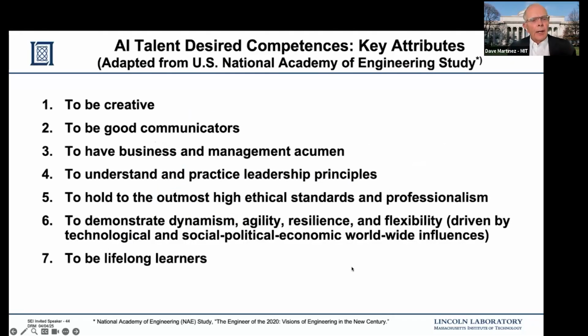So I love these seven takeaways from the National Academy of Engineering. It's a very prestigious organization. They're looking at the engineer of the 2020 century, to be creative, to be a good communicator. But here's what caught my attention, a couple of these. Business and management acumen. Our talented people, regardless of where they are in their career, have to understand, and that's where systems engineering comes in.